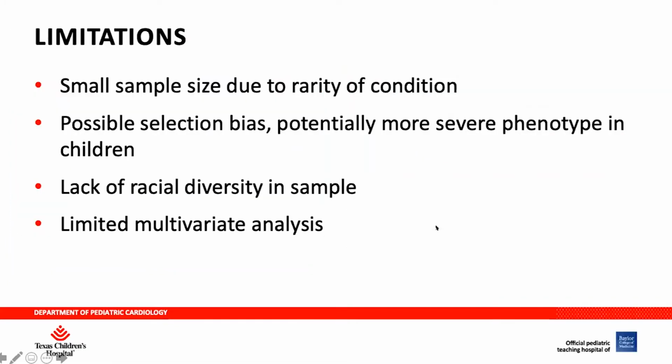So limitations, and I mentioned this prior: small sample size due to the rarity of the condition, limiting the statistical power as well as our ability to perform any multivariate analysis. Additionally, there is a potential for selection bias given the potentially more severe phenotype in the children or their more severe family history. And then with that, a lack of racial diversity in this sample. Nearly everyone in this cohort was white, and so that points to our need to diversify this.